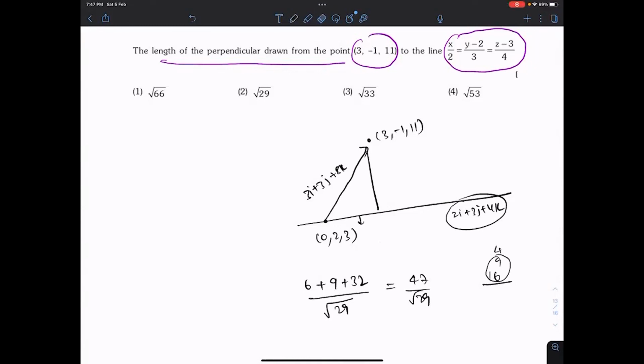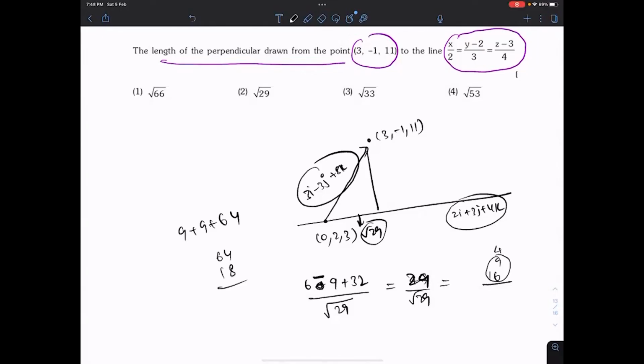Acha, this is minus 3j, no? 11 minus 3, 11, yeah. So when you do the dot product, minus 9 here it will be. So 32 means 29. So it will be root 29 here. Now what is this length? 9 plus 9 plus 64, so 64 plus 18, that is 82. Root 82. So this length, by Pythagoras theorem, is root over 82 minus 29, root 53.